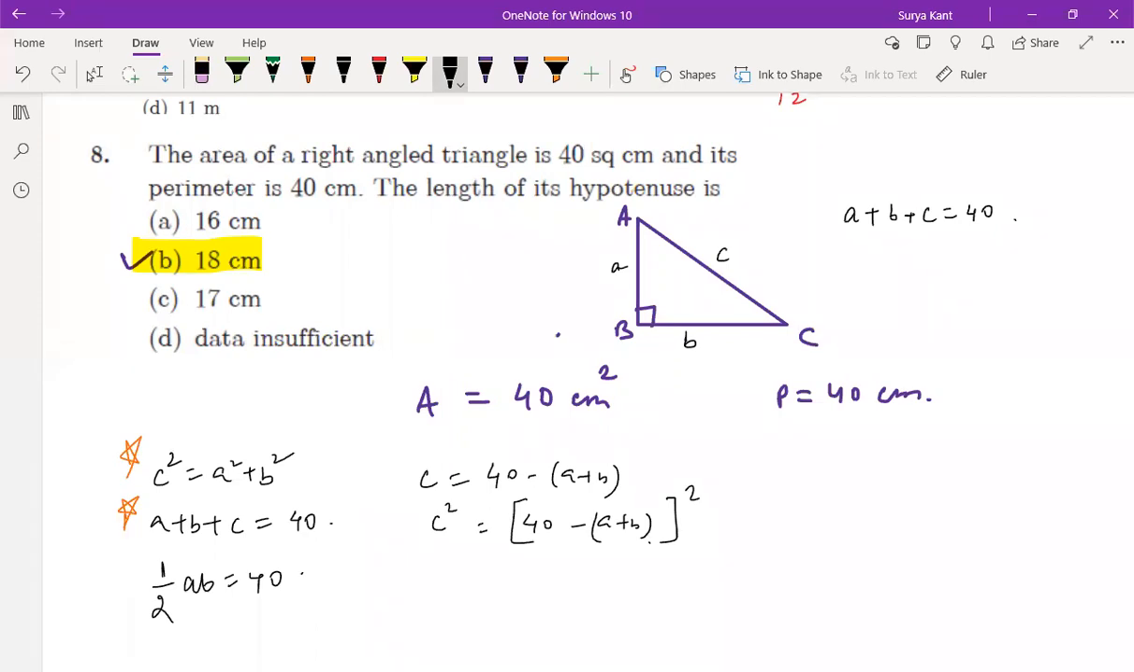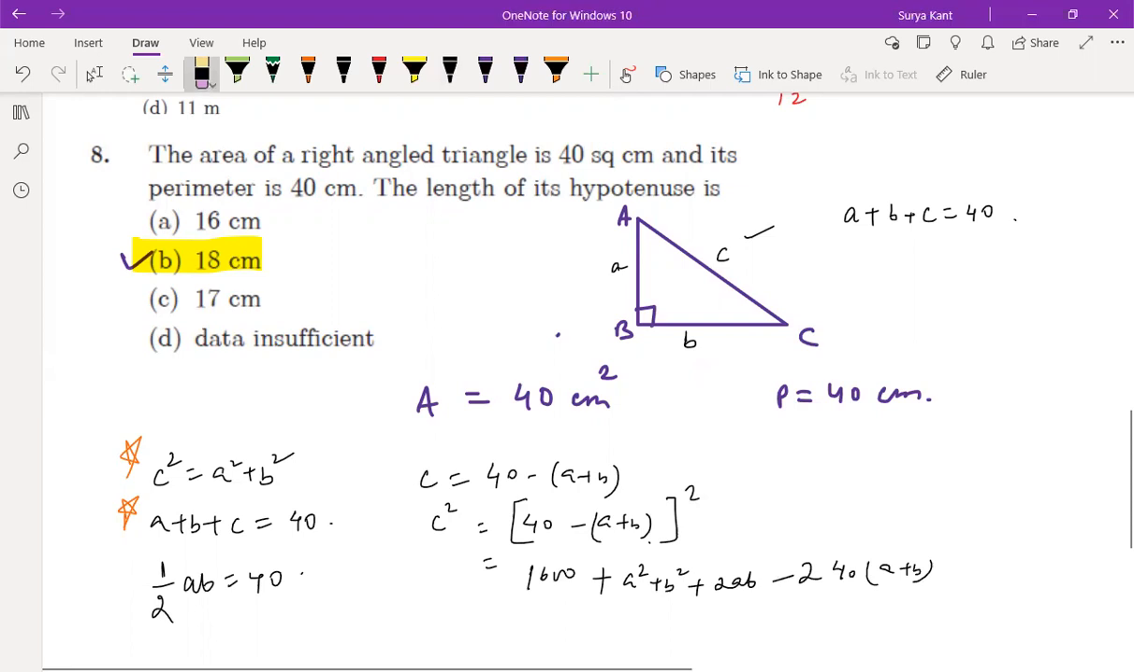So it's to find the hypotenuse C only, right? Here you can do it easily, no problem. You just expand only a plus b value, you should put, I think. Yes. So a square plus b square means a square plus b square plus 2ab, and a square plus b square minus 2ab minus 2 into 40 into a plus b. So much big thing is coming. That's what I was saying. It will take too much time.